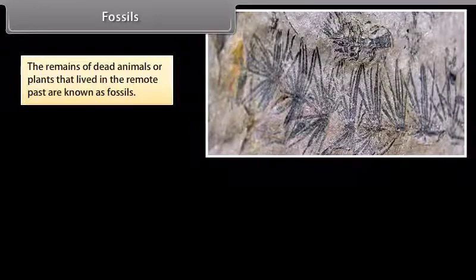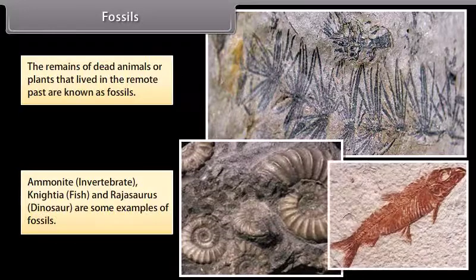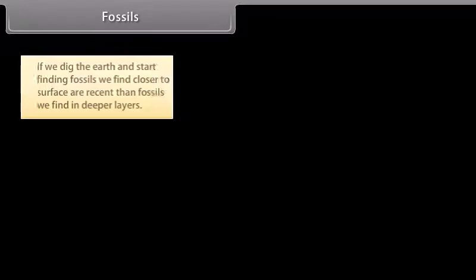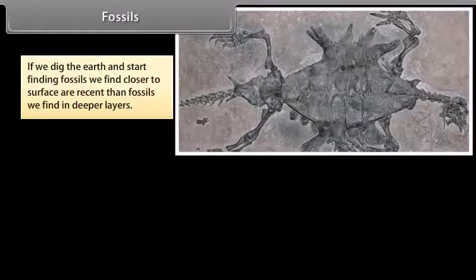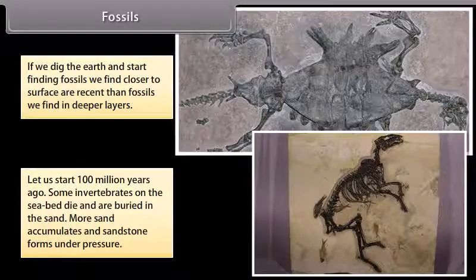Fossils. The remains of dead animals or plants that lived in the remote past are known as fossils. Ammonite (an invertebrate), Nicaea (a fish), and Rajasaurus (a dinosaur) are some examples of fossils. If we dig the earth and start finding fossils, those closer to the surface are more recent than the fossils we find in deeper layers. Let us start 100 million years ago.